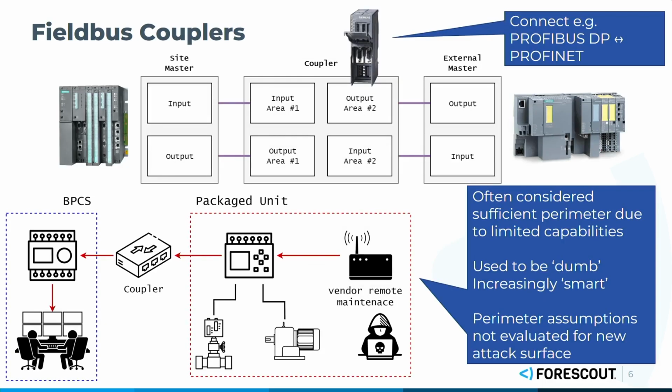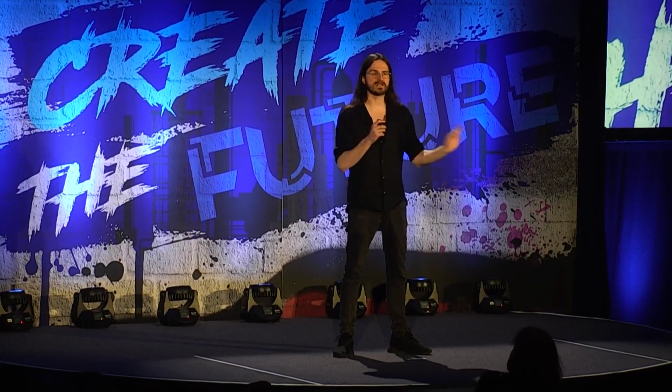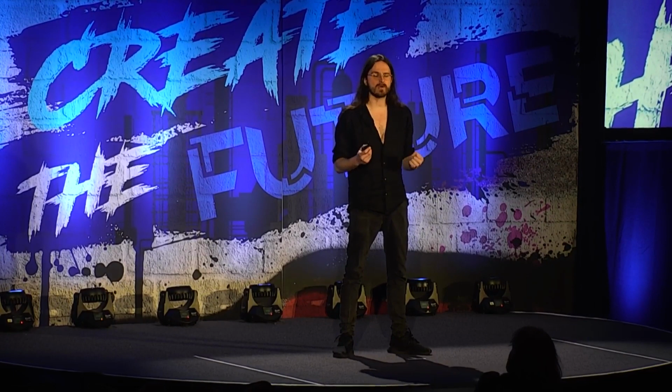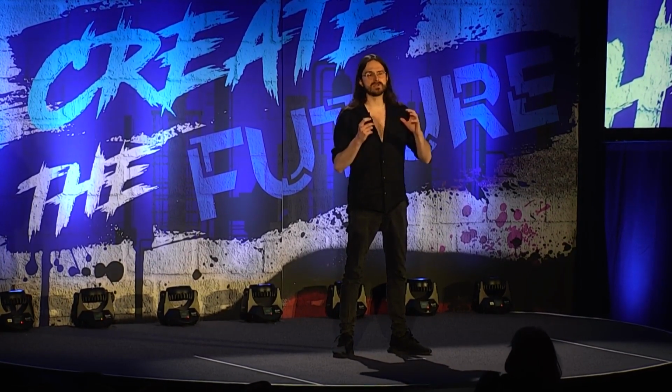Another aspect of perimeters that exist at level 1 are through so-called Fieldbus Couplers. For those unfamiliar with the concept, a Fieldbus Coupler is essentially a sort of limited gateway that sits between different Fieldbus networks that might hook up a Profibus DP network to a Profinet network. And essentially what it does is it moves a limited set of I/O values between different masters on these buses. Now, this is not necessarily a perimeter, but what you see quite frequently is that when you're dealing with packaged units, for example, HVAC, or for example, an entire gas turbine, some asset owners opt to put a Fieldbus coupler in between that packaged unit, where a vendor might have remote maintenance access, and their own basic process control system.